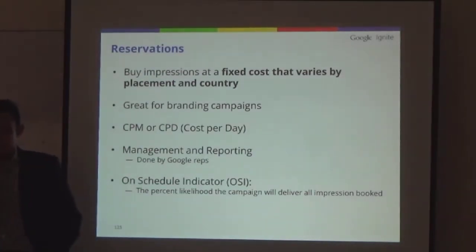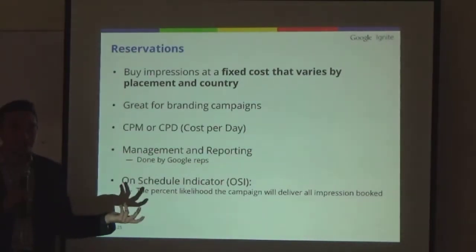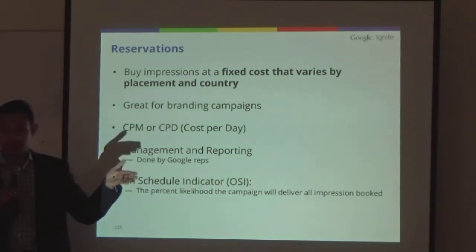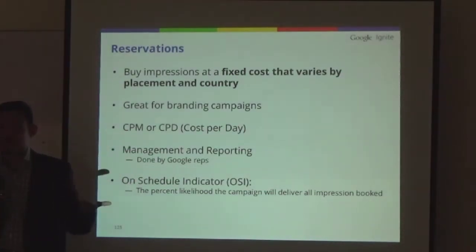What it means is about buying impression at a fixed cost that varies by placement and country. So in short, in YouTube masthead, for example, different countries will have a different price per day for your ads to be purchased. So you're actually buying impression. You are putting in a price, a guaranteed impression here, for X amount of days, or based on X amount of impression, and it's at a fixed cost.